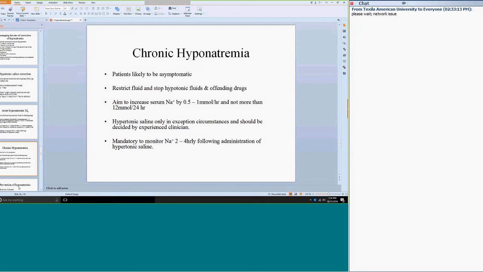If it's chronic hyponatremia, patients are often asymptomatic. Using extra fluids, hypertonic fluids, and stopping drugs helps. Here, we aim for the serum sodium to rise by less than 1 to 1.5 millimoles per hour and not more than 12 in 24 hours. If someone's sodium is 105, I might want the sodium to improve by only 8 millimoles per 24 hours. If sodium is 125, then I would probably be a bit more relaxed at the rate at which the sodium is corrected.